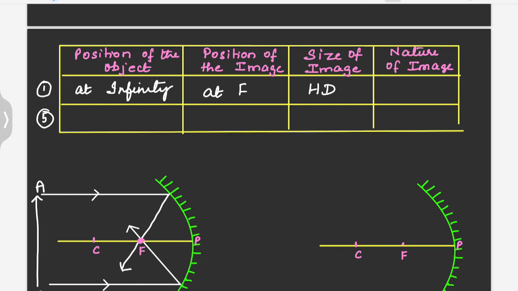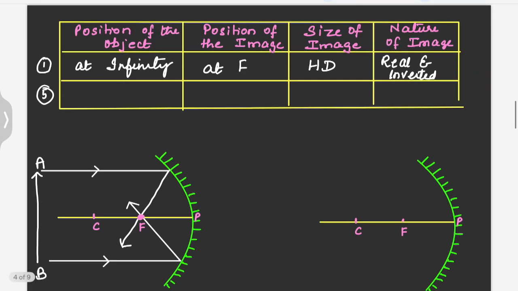What is the nature of the image? Nature of the image is real and inverted. Real image means the image is formed in front of the mirror. This is the mirror, and you can see here the image is formed in front of the mirror. If it is formed in front of the mirror, it is real and inverted. So the first ray diagram we have completed. Now we'll go for the fifth ray diagram.